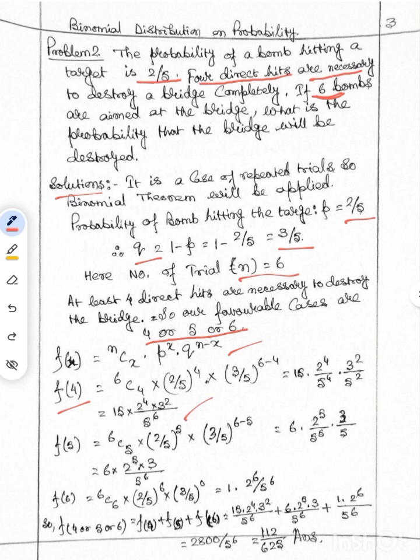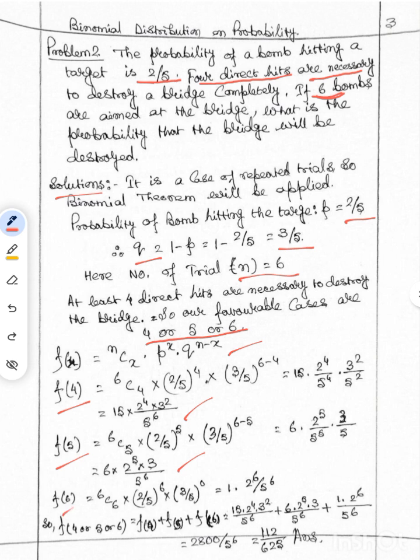This result becomes 15 into 2 to the power 4 into 3 square divided by 5 to the power 6. Next, for 5, that means 6 combination 5 into (2/5) to the power 5 into (3/5) to the power 6 minus 5. It becomes 6 into 2 to the power 5 into 3 divided by 5 to the power 6.